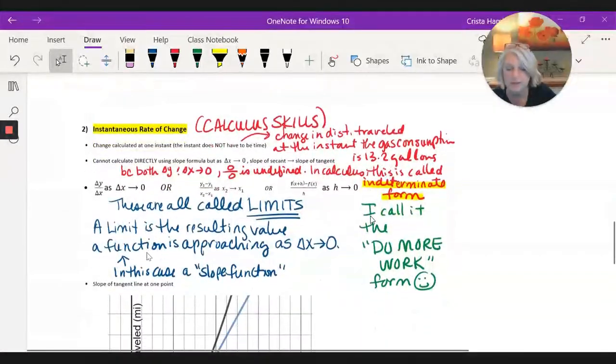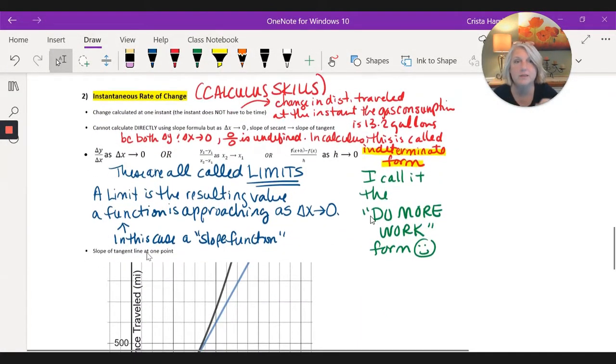All right, so then we get down to this idea of instantaneous rate of change. And so basically now we're getting into what is considered to be the calculus skill of this.